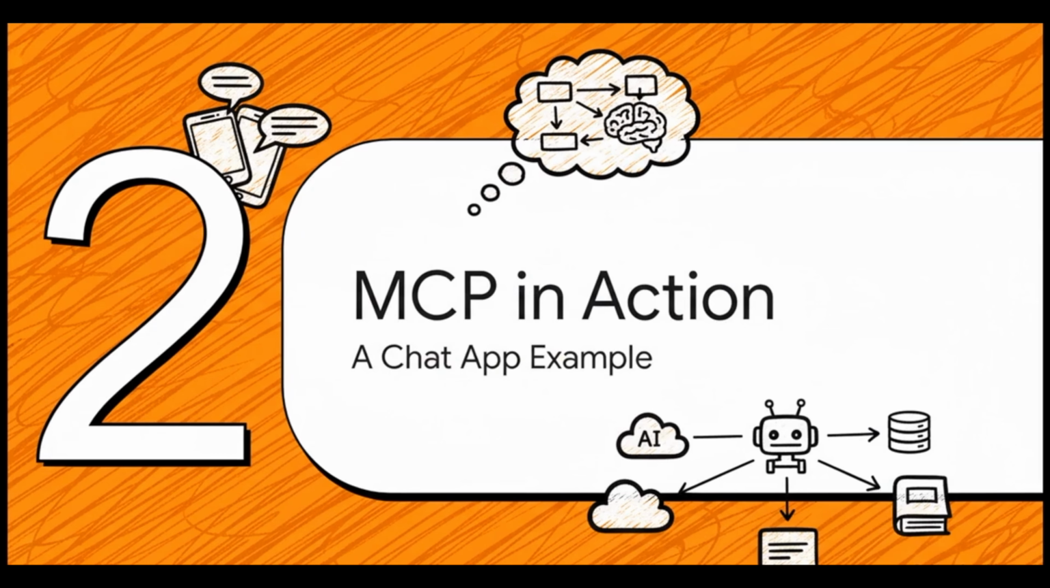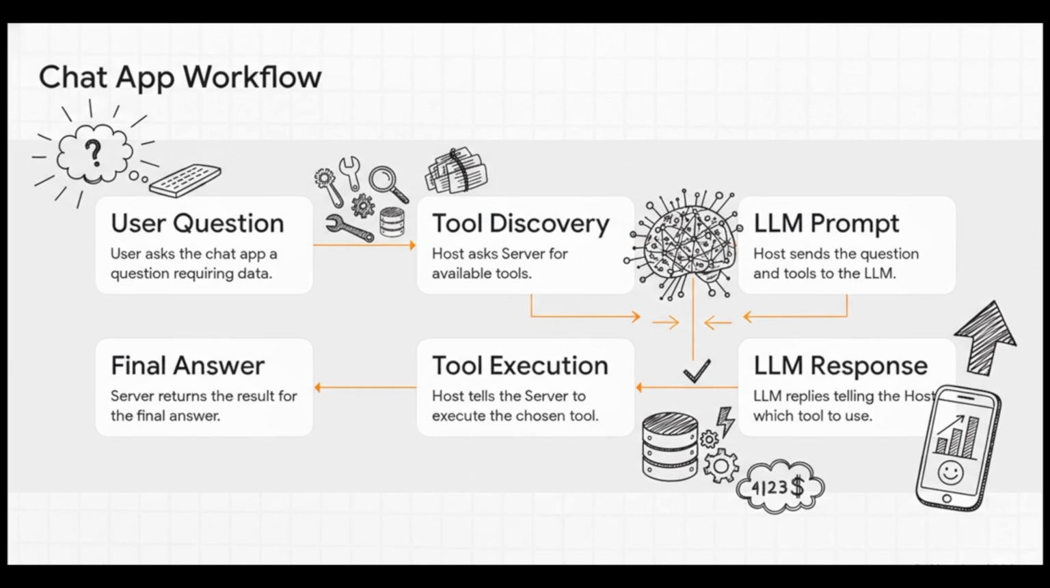All right, so the theory is great, right? But let's see how this all actually plays out in the real world. We're going to use a super simple chat app as an example to walk through the entire process, from the moment a user asks a question to the final answer popping up on their screen. So let's say a user types into your chat app, "How many customers do I have?"